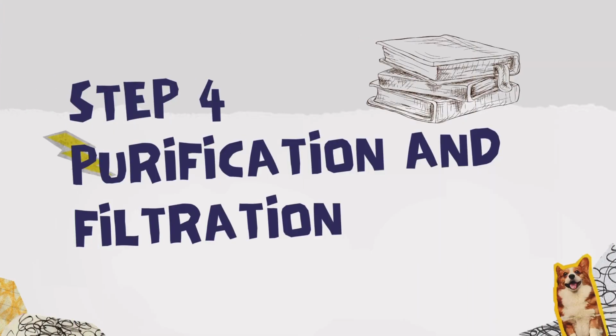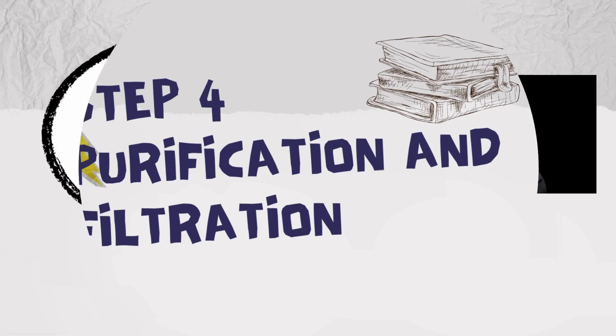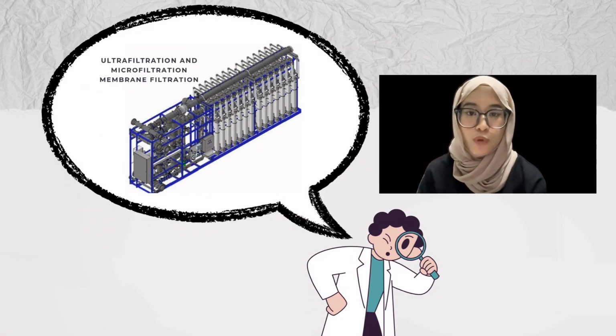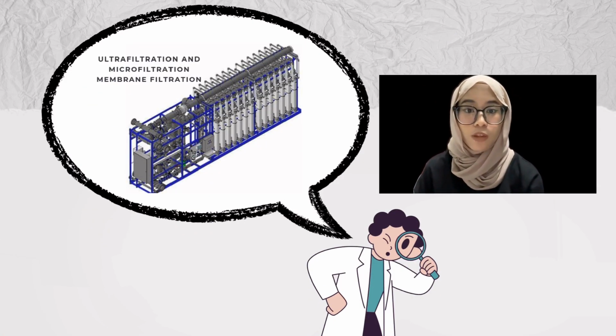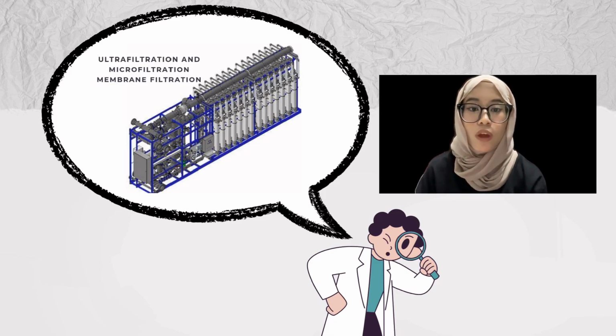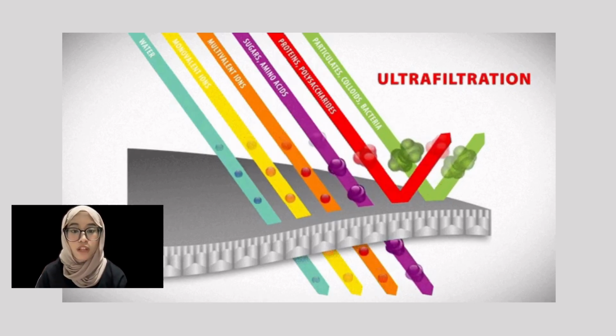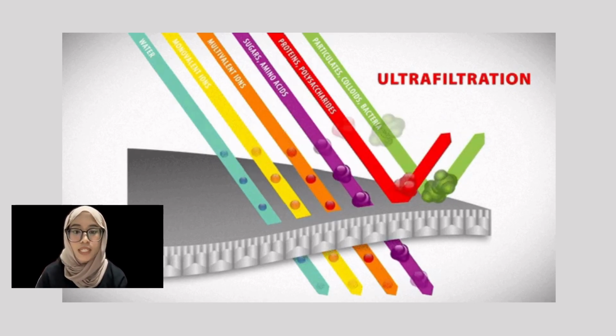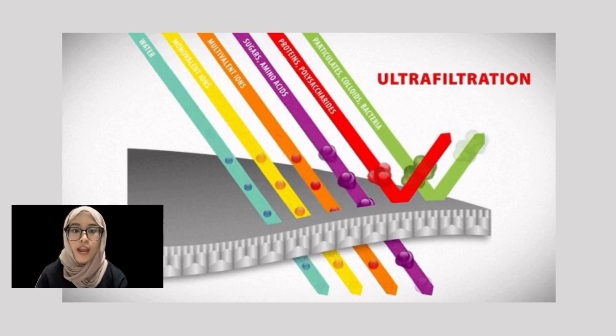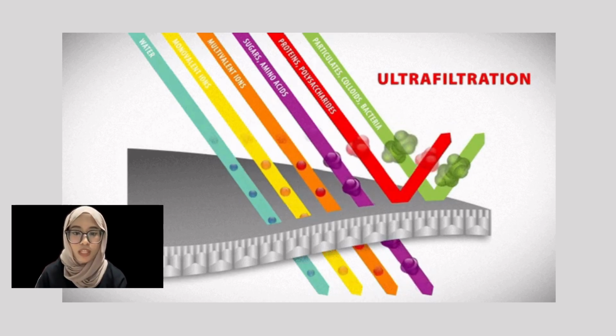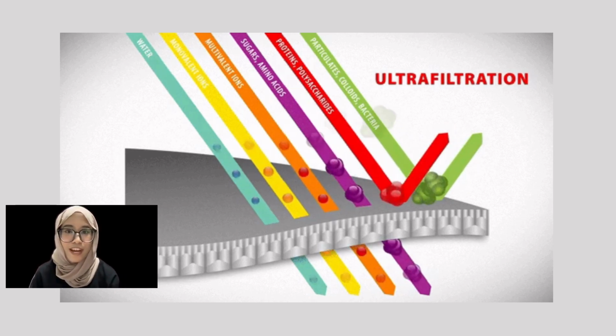Step 4. Purification and filtration. After the hydrolysis process, we need to purify the maltodextrin. This is where filtration occurs. Filtration is like straining the liquid to remove any leftover starch or unwanted particles. The liquid goes through a special filter that catches the big pieces like leftover starch or enzymes. Once filtered, the liquid is much cleaner and ready for the next step.